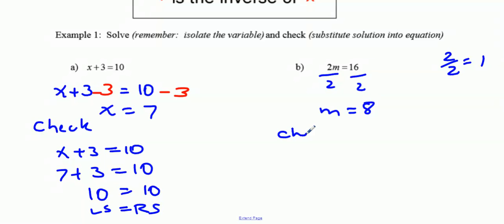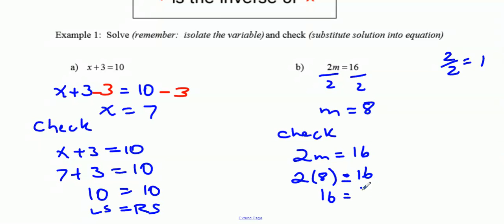And again, we're going to check. So we're going to start with the original equation. I'm going to sub in my 8 wherever there's an m. And this time it was multiplication, right? So that equals 16. 16 equals 16. Left side equals right side. So I know again that I've got the right answer.